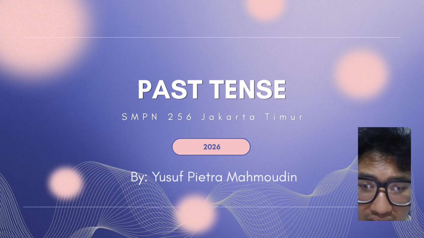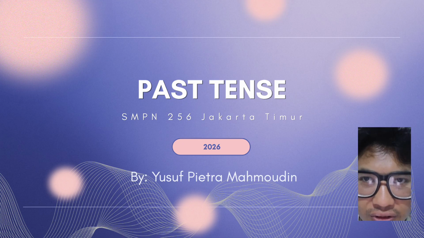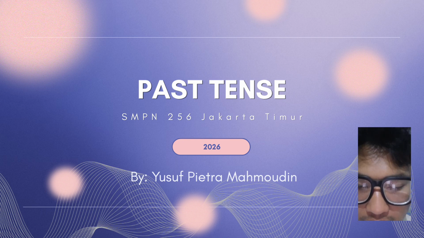For example, I visited my grandmother yesterday. They played football last Sunday. She watched a movie last night. Simple explanation: past events are things that happen before now. They start and finish in the past. Okay, so this is already used, already done.